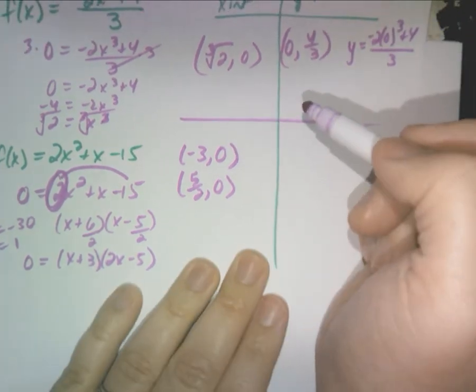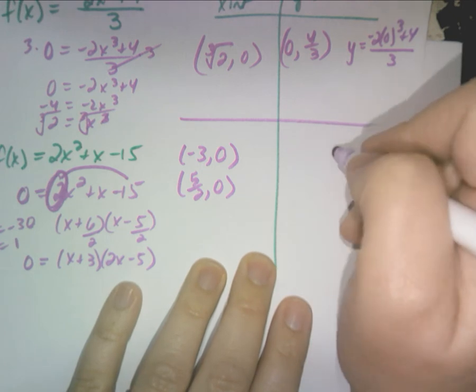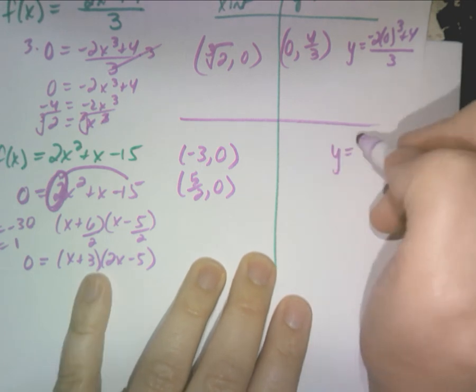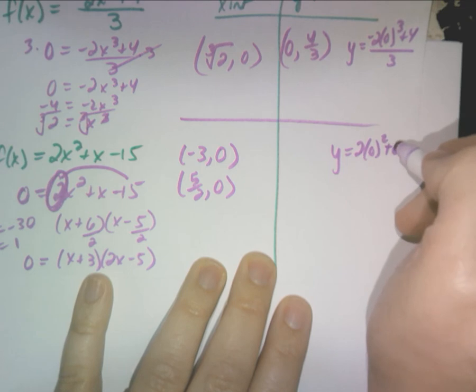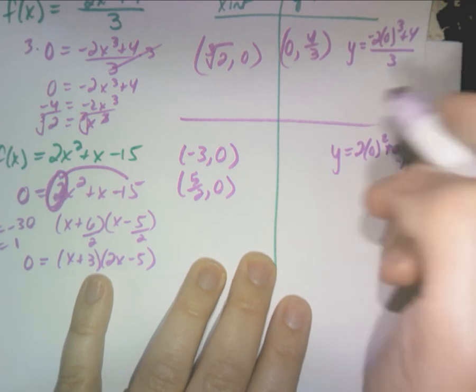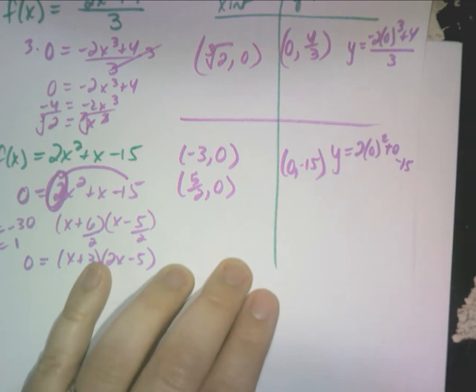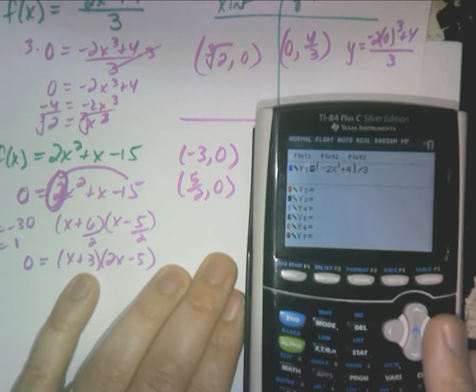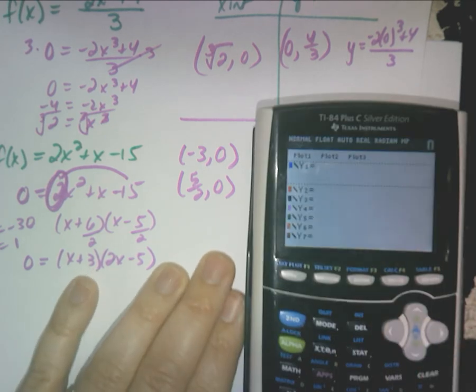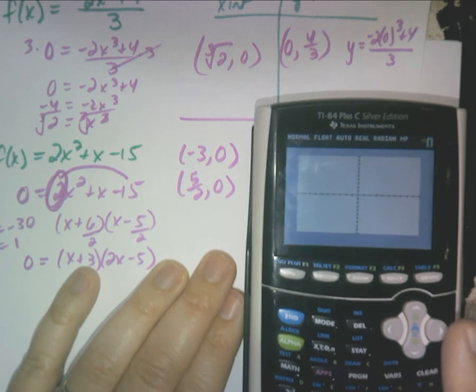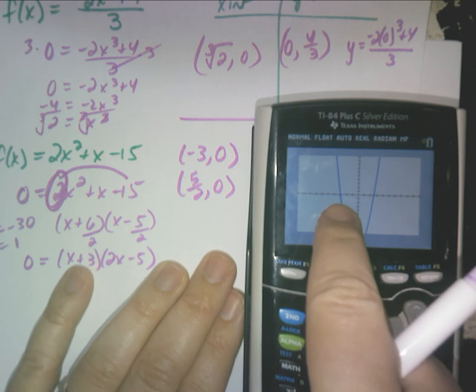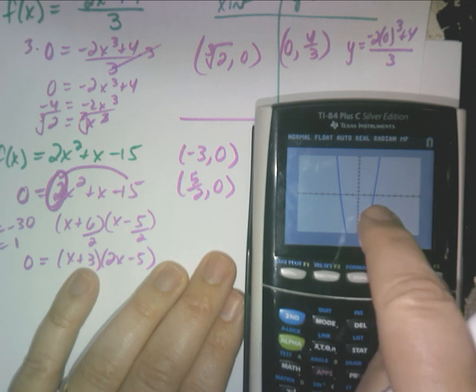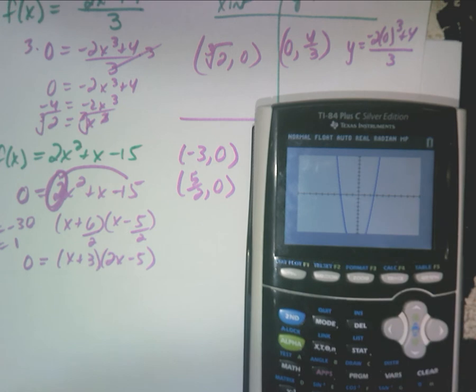Let's find our y-intercept, which probably many of you could do very easily right now. Let's see. Y equals 2 times 0 squared plus 0 minus 15. What's your y-intercept? 0, negative 15. And again, just so you can see what that looks like, because I always think it's good for you to visually see this, 2x squared plus x minus 15. It is a parabola. And there it goes. It's going through negative 3, and it's going through 2.5 or 5/2. And then it has its intercept all the way down here at negative 15.